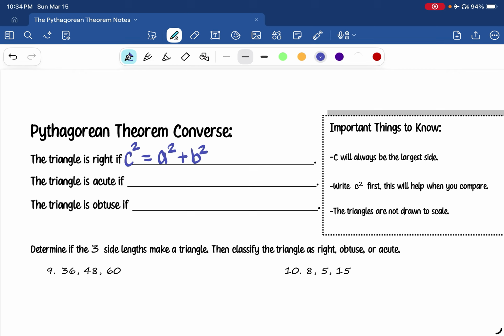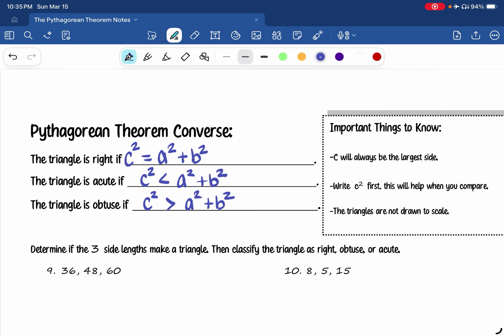If the triangle is acute, then c squared is going to be less than a squared plus b squared. That hypotenuse squared is going to be smaller than the two other sides squared added together. And if the triangle is obtuse, then c squared is going to be greater than a squared plus b squared.